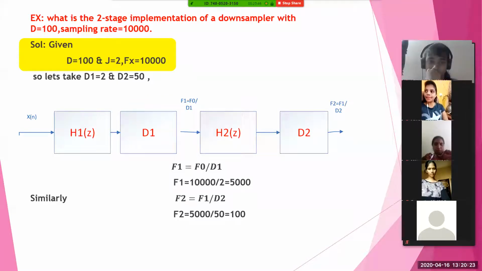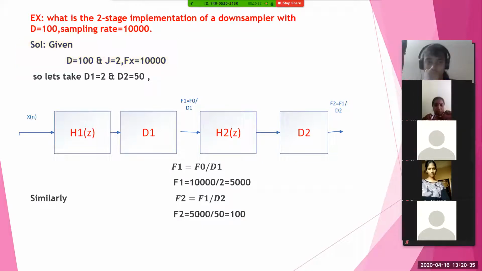As I said earlier, this 100 is a huge number. If you implement it directly by a single stage, it would lead to a very inefficient implementation. That's why we are trying to implement it as a two-stage implementation. In a two-stage implementation, we write the 100 as a product of 2 integers. So 100 can be written as 2 into 50. So my D1 is 2, D2 is 50. Is it clear?